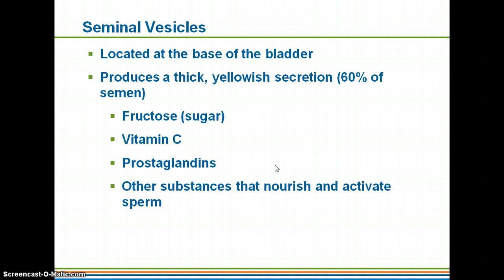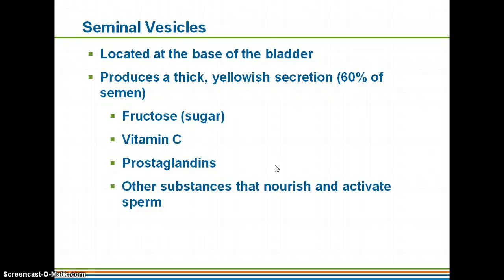So the seminal vesicle, all 3 of them are going to help contribute to semen, but they produce different fluids that contribute to semen. So seminal vesicles, like I said, is located at the base of the bladder. It produces a thick yellowish secretion. This makes up about 60% of semen. This is going to be composed of fructose, which is sugar, vitamin C, prostaglandins, and other substances whose job is to help nourish and activate sperm. So the prostaglandins are going to help to activate the sperm, and vitamin C and the fructose are going to be helping to actually nourish the sperm.